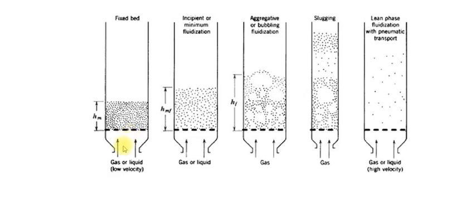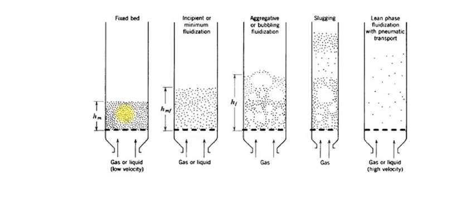When the velocity of the fluid is low, the gas passes through this bed slowly and there is a pressure drop across the bed. Because the gravity force is higher than the buoyancy force, the particles will not move in the upward direction; they will stay in the bed.